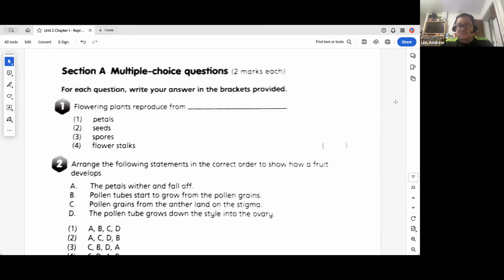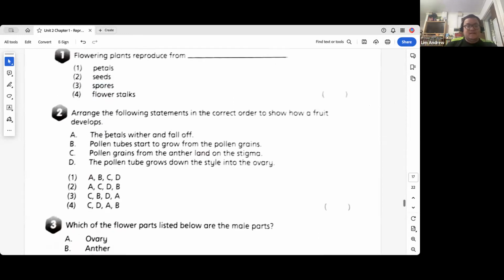Okay. Well, the answer is wrong. Thank you, Annie, for your help. Flowering plants don't reproduce from spores. Only non-flowering plants reproduce from spores. Flowering plants reproduce from seeds, while most non-flowering plants reproduce from spores. The petals and the flower stalks are not part of the plant's reproductive system. Therefore, the answer is number 2, seeds. All right, let's carry on.